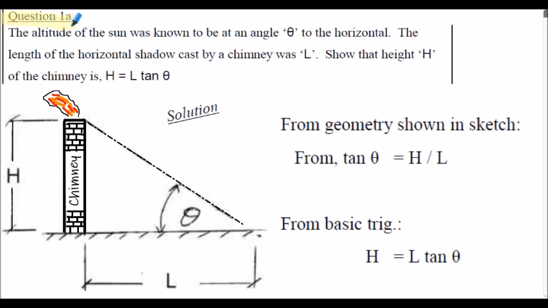So question 1a, here's the solution. The first thing to do is to sketch a diagram of the chimney. Height h, shadow cast is length L. And from basic trig, we can clearly see that tan of angle theta is equal to the opposite side labelled as h, divided by the adjacent side labelled as L. So simply rearranging, height h is equal to L multiplied by tan of theta. And that proves the formula stated in the question.